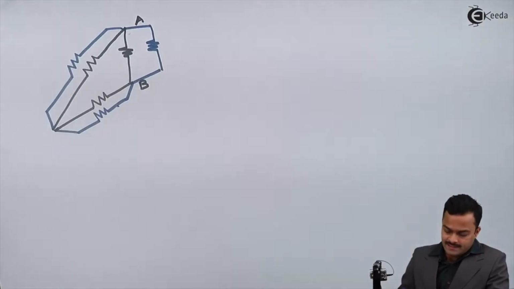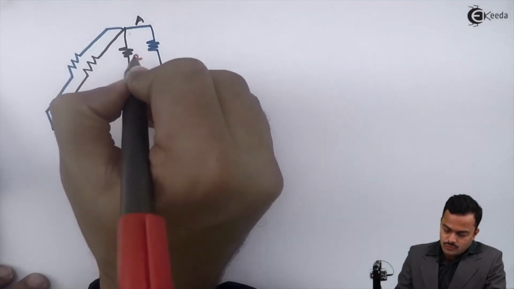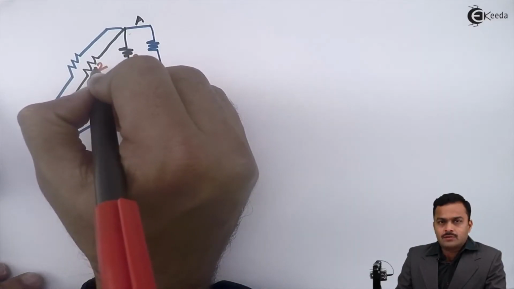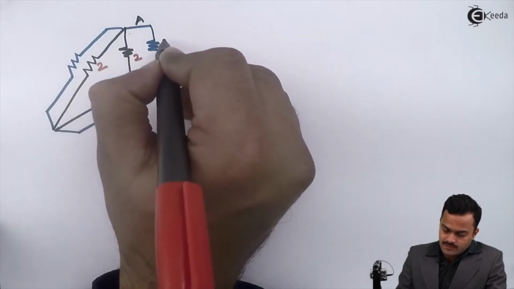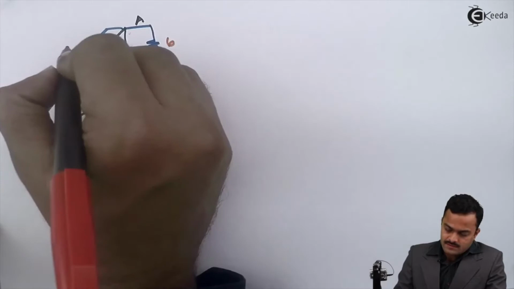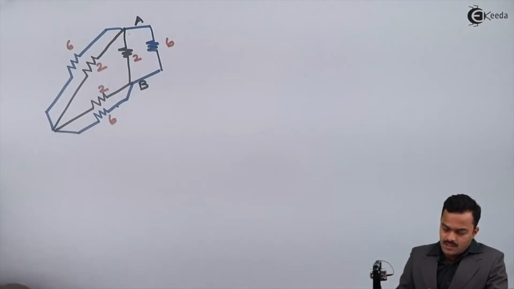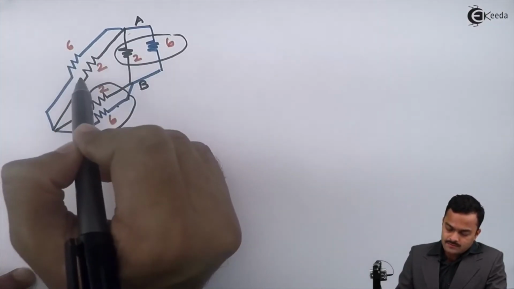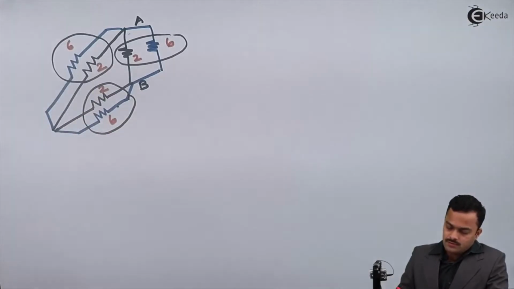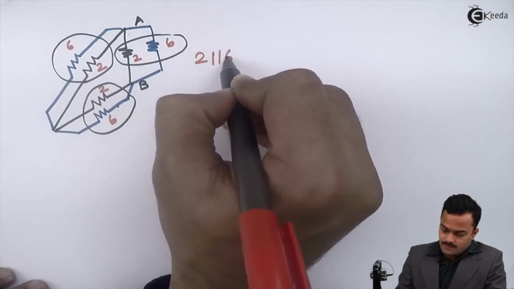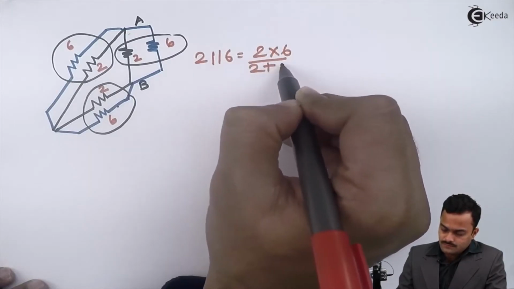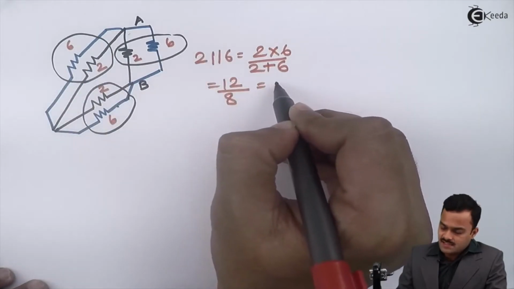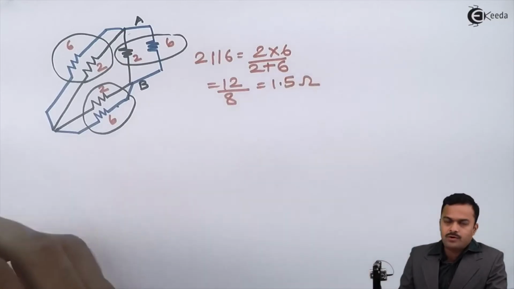So the structure will look like this. This will be a converted delta and the values are 2 ohm, this is 2 ohm, this also 2 ohm, and then the 2 ohm star I am converting into delta will become 6 ohm. So it will be 6, 6 and 6 ohm. I will get this 2 and 6 in parallel, this is also parallel, this is also parallel. So 2 parallel with 6, that is 12 divided by 8 for all the 3 combinations. I will get the answer 1.5 ohm.